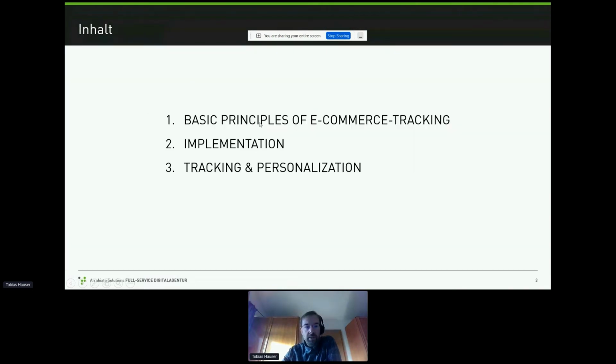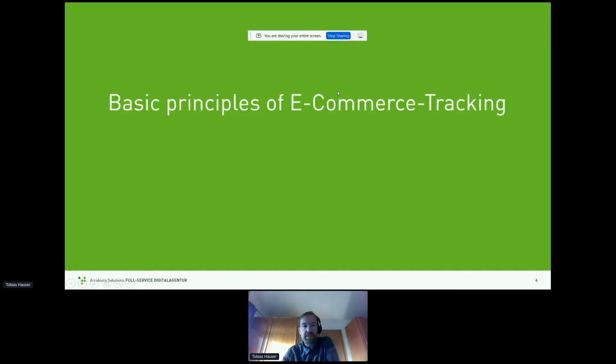First of all, I will introduce the basic principles of e-commerce tracking. Afterwards, the implementation in Pimcore. And the last part is about tracking and personalization, how we can combine e-commerce tracking with the personalization features in Pimcore. So those are the 3 steps for today. Please just ask any questions you have. We will watch the chat and be available for all of these questions.